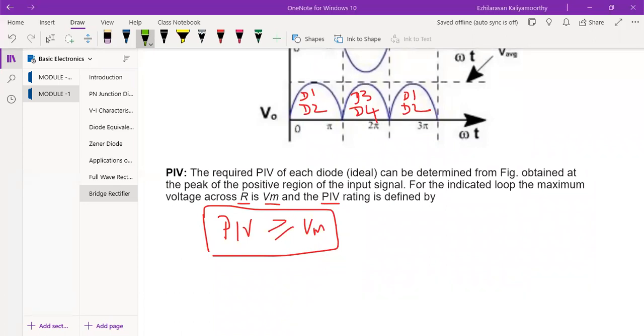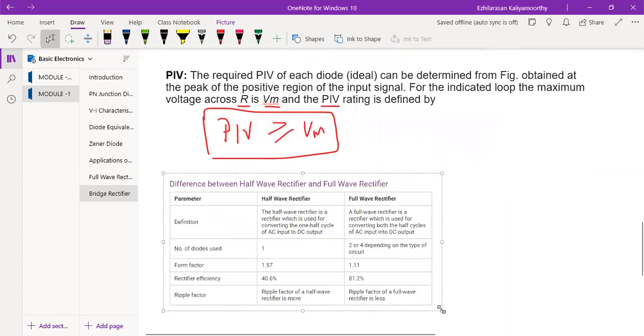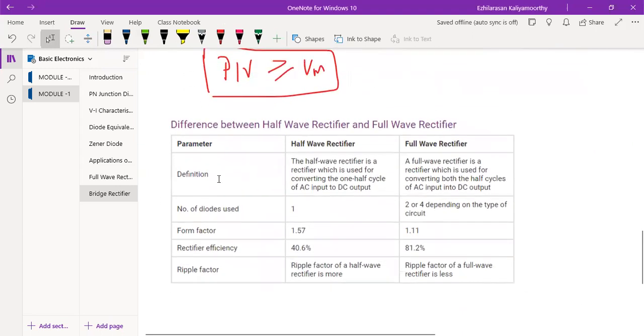Then let us see the difference between the half wave rectifier and the full wave rectifier, and summarize it. The half wave rectifier is used for converting one half cycle of the AC input to DC output. The full wave rectifier is used for converting both half cycles of the AC input to DC output.